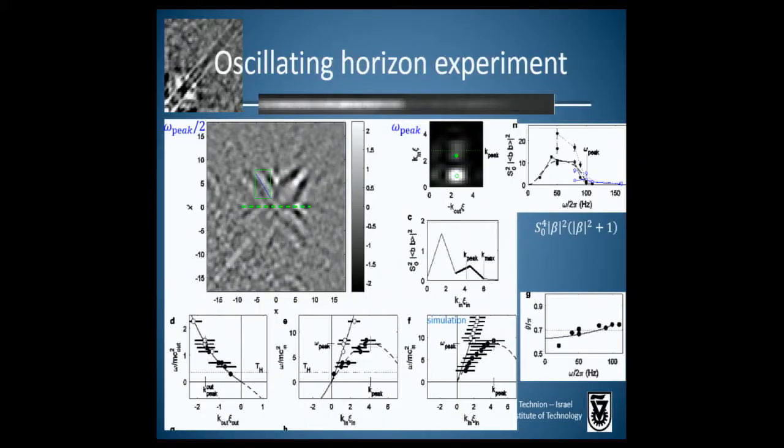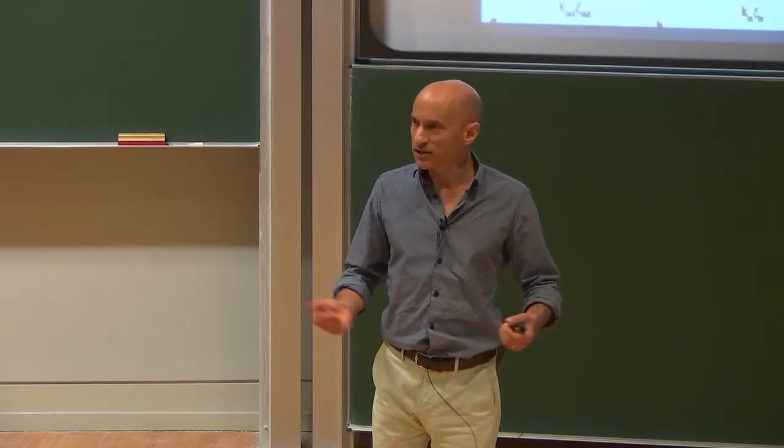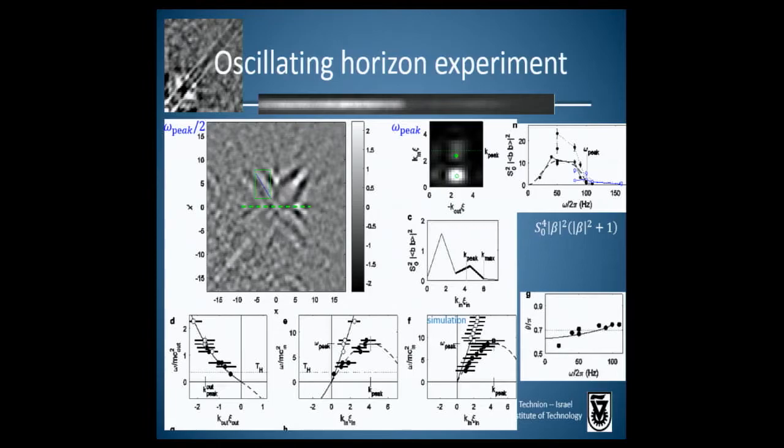Another thing which we could look at is the angle of this feature in the x-x prime plane. It gives the ratio of the phase velocities inside and outside the black hole. And the angle of this feature also agrees well with the angle seen in the Hawking radiation experiment.